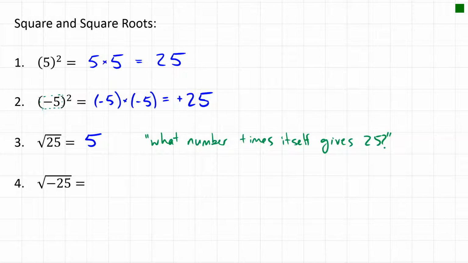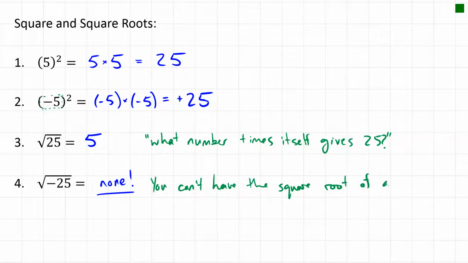So we can ask ourselves, what is the square root of negative 25? And the answer is none. There is no answer, because no number multiplied by itself gets us a negative number. You can't have the square root of a negative. Our only options are 5 squared, which is 25, and the other option would be negative 5 squared. But as we saw, both of these give positive values when you square them. So there is no square root of a negative number.